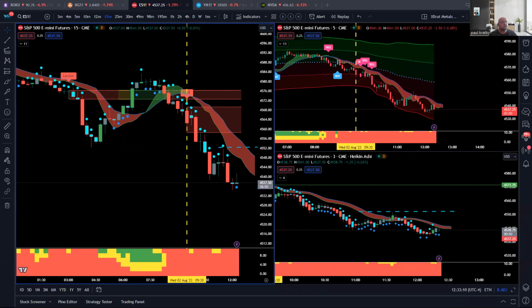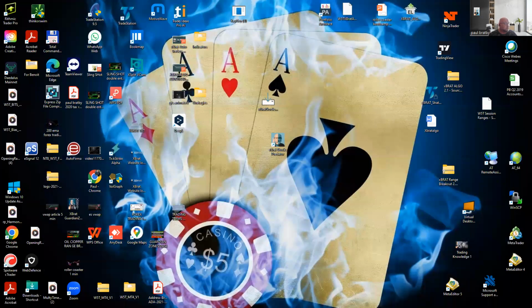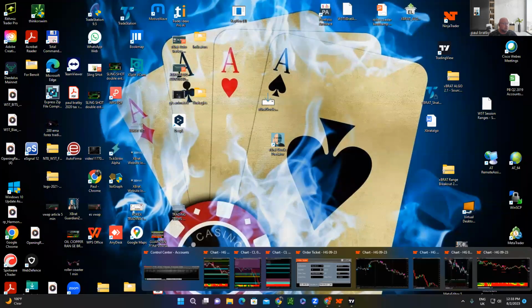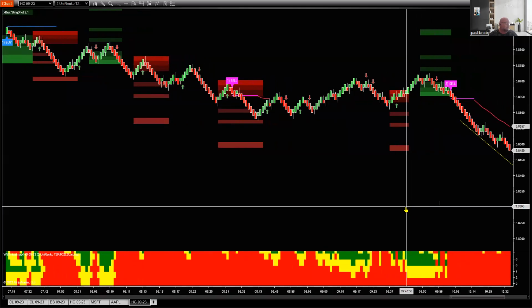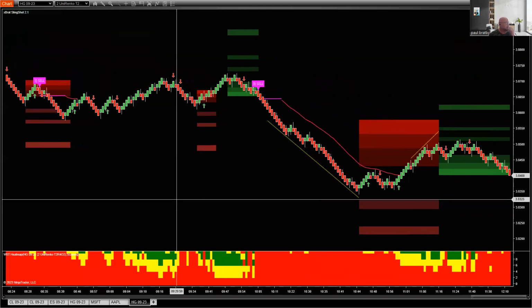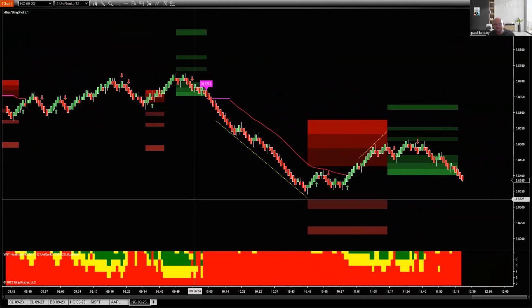So what I want to do now is go on and show you the new version of the Slingshot, the version that will be coming out to the public, because now it has the buy and sell signals. Okay, so this is copper. There's no ulterior motive here. I love trading copper. Okay.